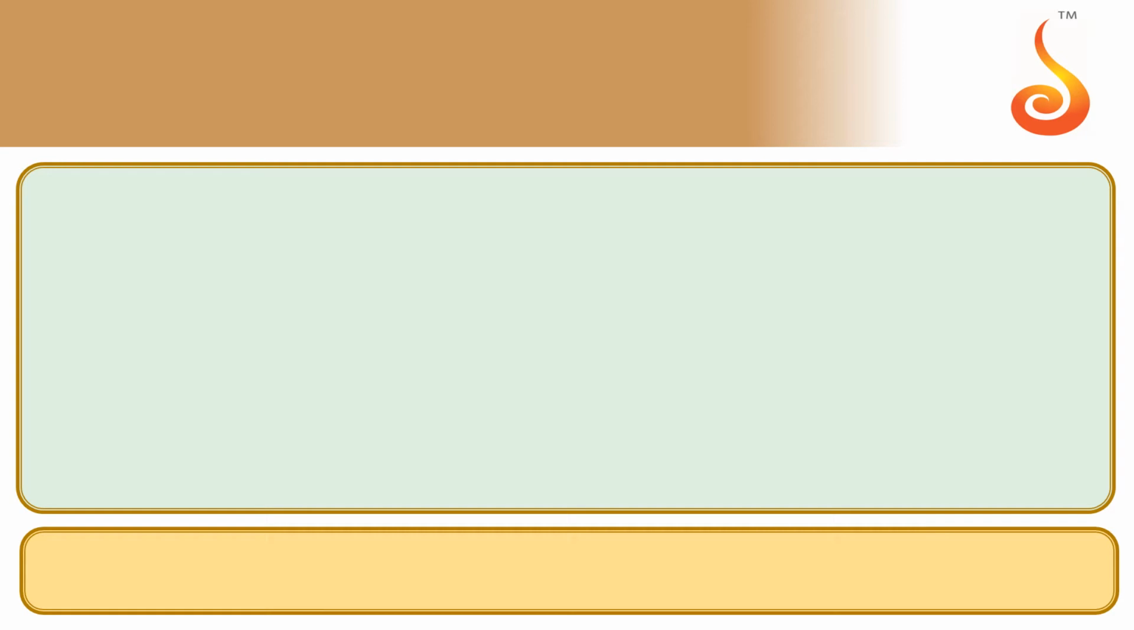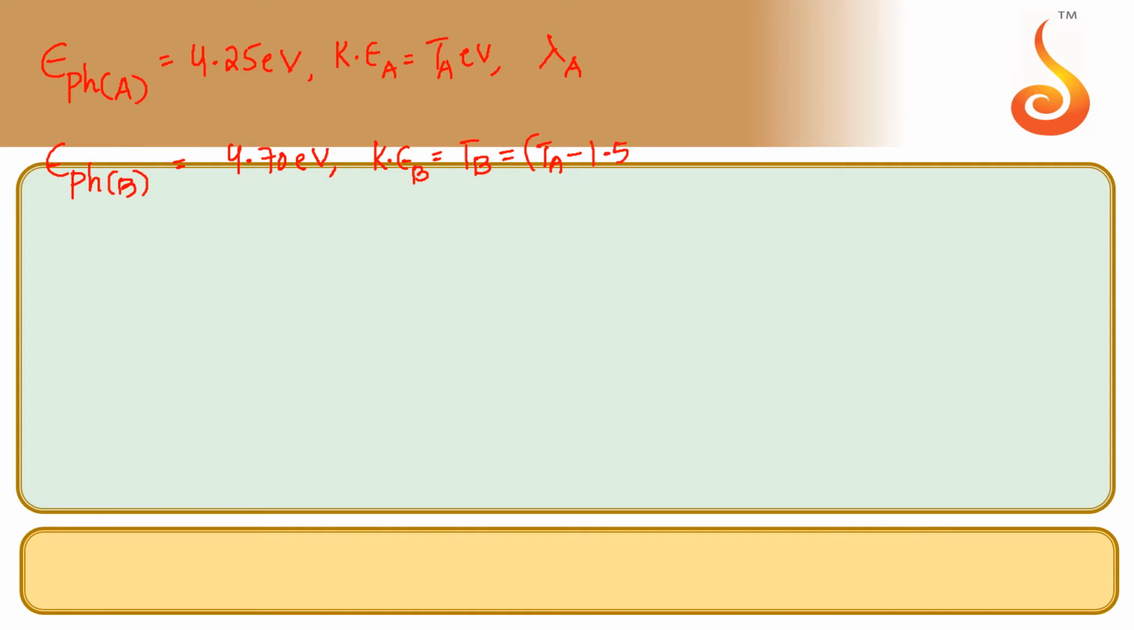Since the energy of photon is given, the energy of photon for A is 4.25 electron volt, the kinetic energy of A is given as Ta electron volt, and the wavelength of A is given as lambda A or gamma A. The energy of photon for B is given as 4.70 electron volt, the kinetic energy of B is given as Tb, which is nothing but Ta minus 1.5 electron volt, and the wavelength lambda B is equal to 2 times lambda A. So we need to calculate the energies and wavelengths.